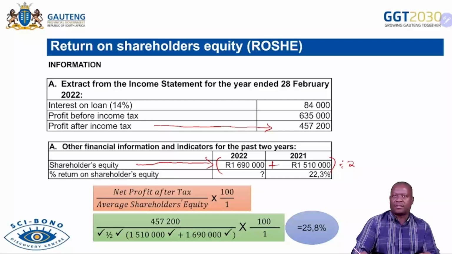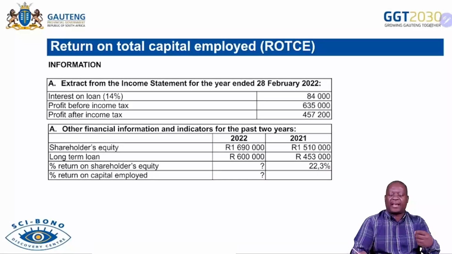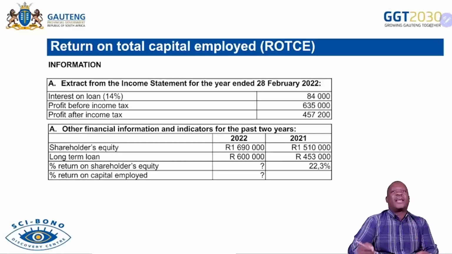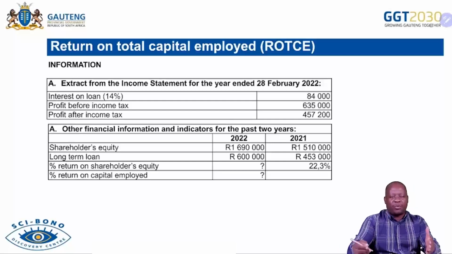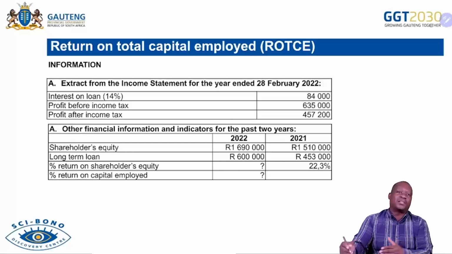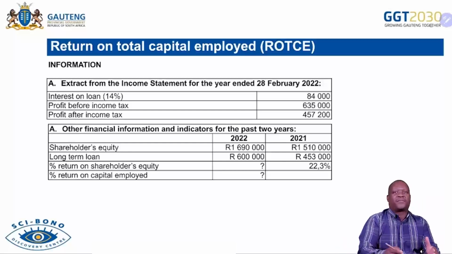Closely linked to this, we have the return on average capital employed, and return on total capital employed. Now, what is the difference between shareholders' equity and capital employed? Because that's the key. If you miss that, then you are going to be in trouble. When we are talking of capital employed, we are saying, where are we sourcing our money from, so that we can employ it in the business? So where are we getting our funds from?